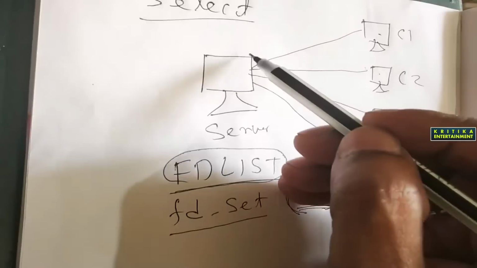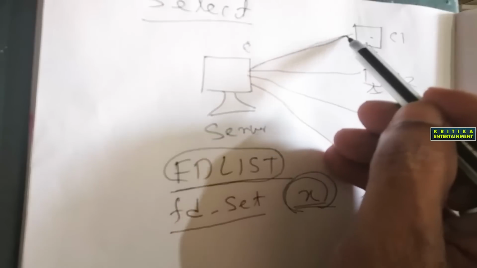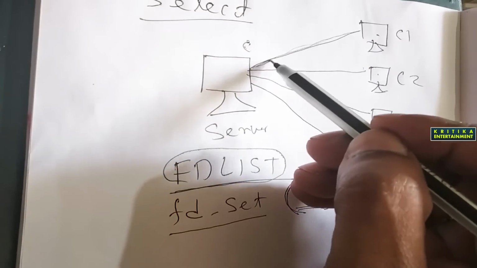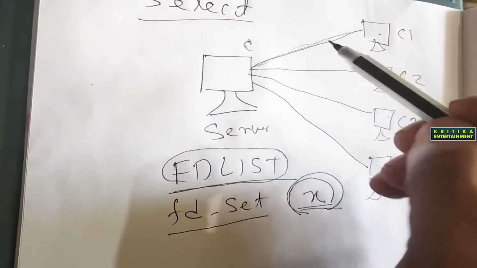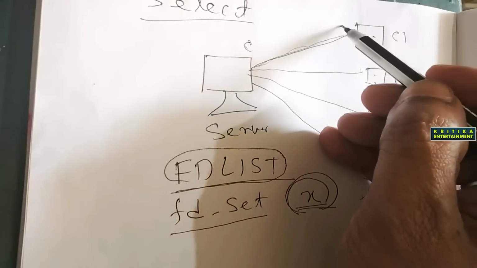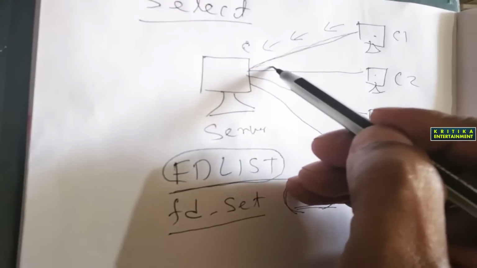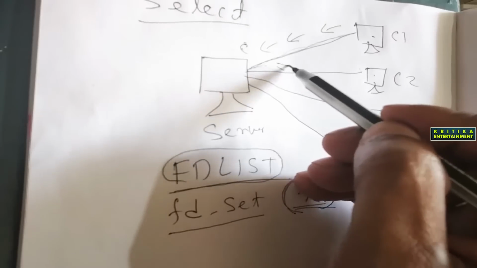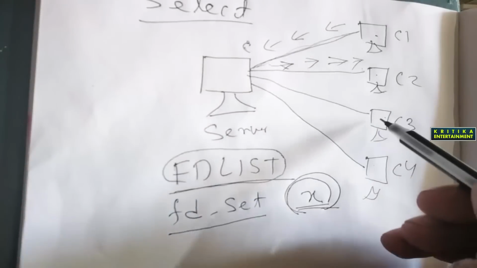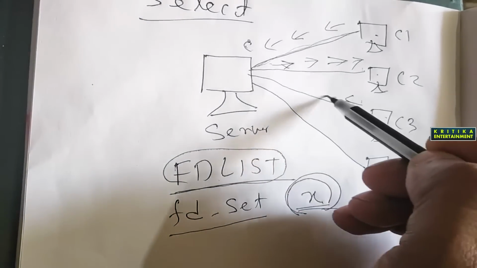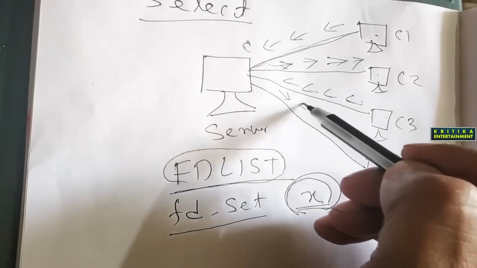suppose this is server 1, and it reads the data from C1. Server 1 will read the data from C1 and C2, so this is server receive. Suppose the server here will send a message, server send. This is also receive from C3, and this is also send to the C4 message.